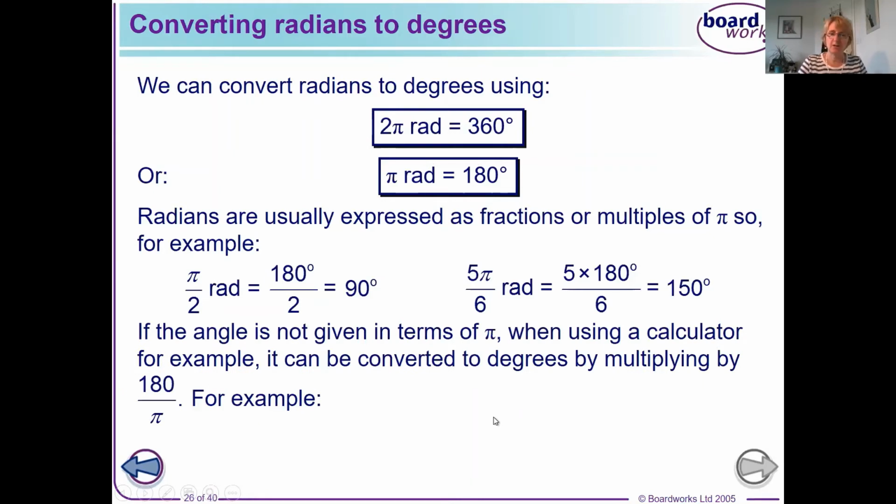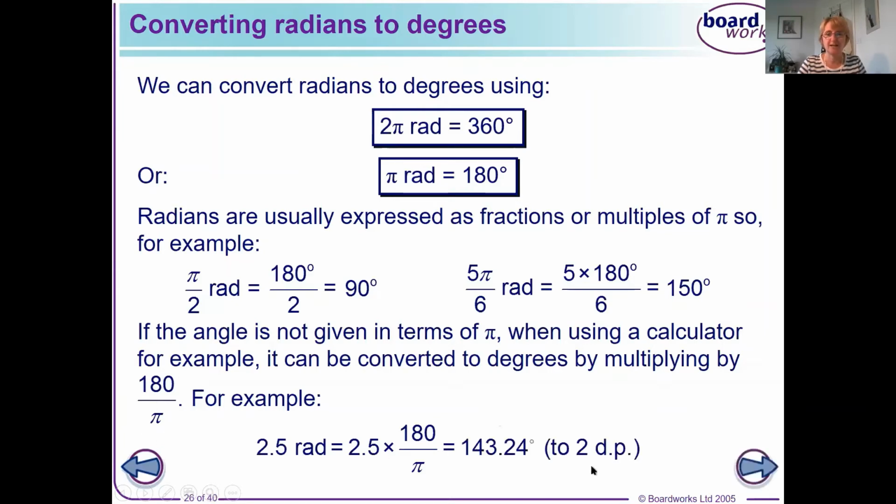So if it's not given in terms of pi, if you just have a random value, for example 2.5 radians, then all you need to do is multiply by 180, divide by pi, and you get 143.24 degrees. Not a nice round figure, but you can see them given as decimals as well.